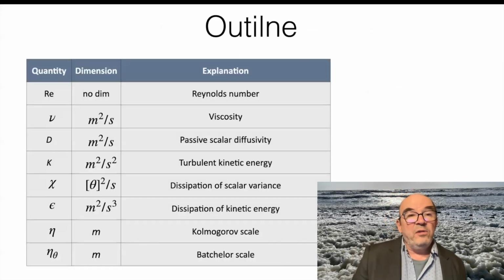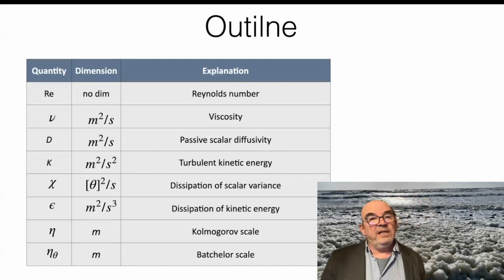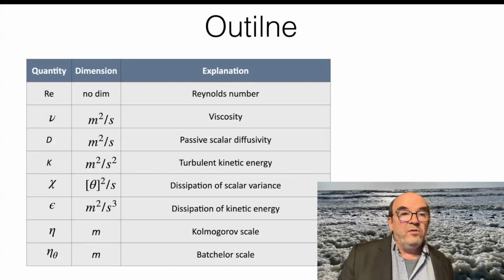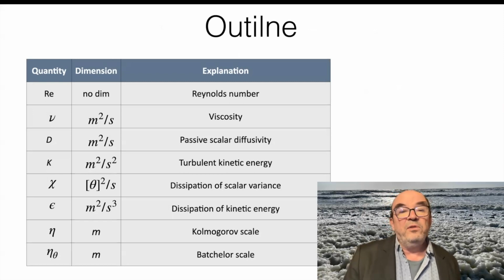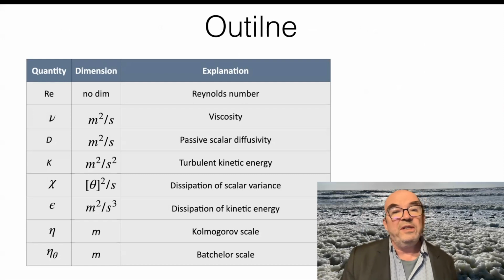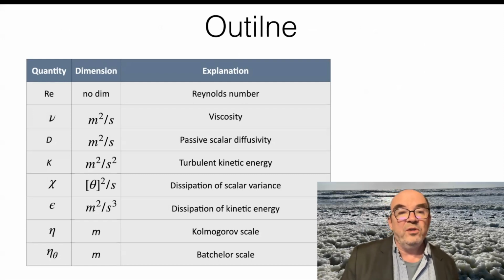Finally, as an outline of all these ideas, let me remind you of the different numbers: the Reynolds number, the viscosity, the diffusion of a passive scalar, the turbulent kinetic energy, the dissipation of scalar variance, the dissipation of kinetic energy, and then the Kolmogorov scale and the Batchelor scale. All these numbers can be useful to characterize the turbulent flow.